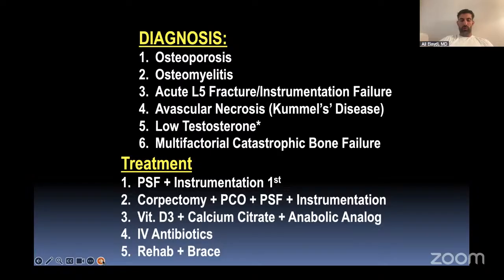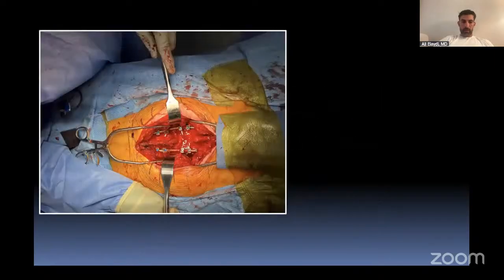So our treatment was we went posteriorly first. We re-instrumented all the way down to the pelvis. And then it was staged with a corpectomy, and a PCO as well as a fusion. And then we did treat him post-operatively with D3, calcium, and an anabolic analog. Intra-op cultures were also taken, and he was given appropriate antibiotics. So this is an intra-op image that we could see posteriorly where we did the decompression.